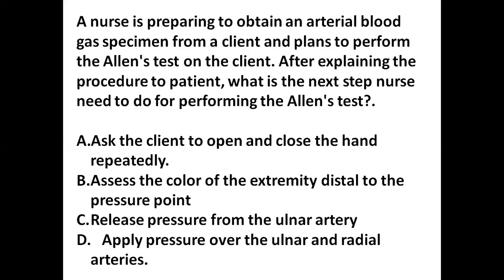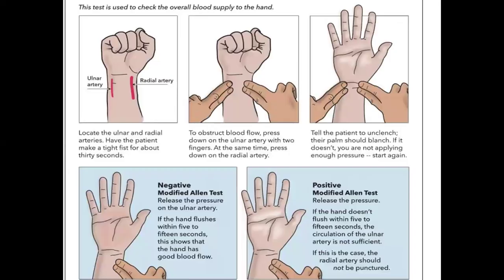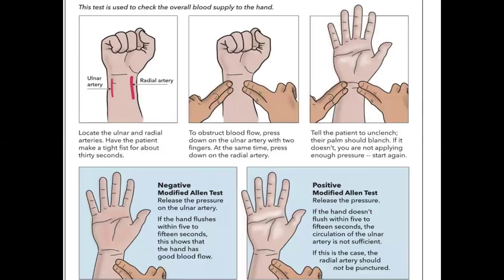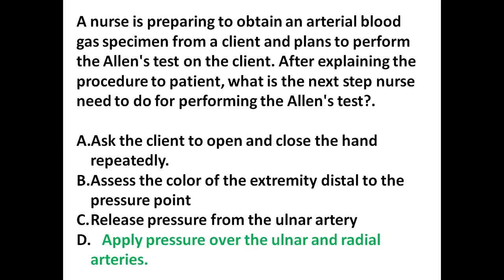So if you know the Allen test, if they ask any question from that, you will be able to write it. Okay, so here they are asking, the nurse is going to do the Allen test. Okay, so what will be the first step? Ask the client to open and close the hand repeatedly. Assess the color of the extremity distal to the pressure point. Release pressure from the ulnar artery. Apply pressure over the ulnar and radial artery. Which one will be first? See here, we will be applying the pressure over the ulnar and radial artery. That is the first step. Okay, so here the answer is D.